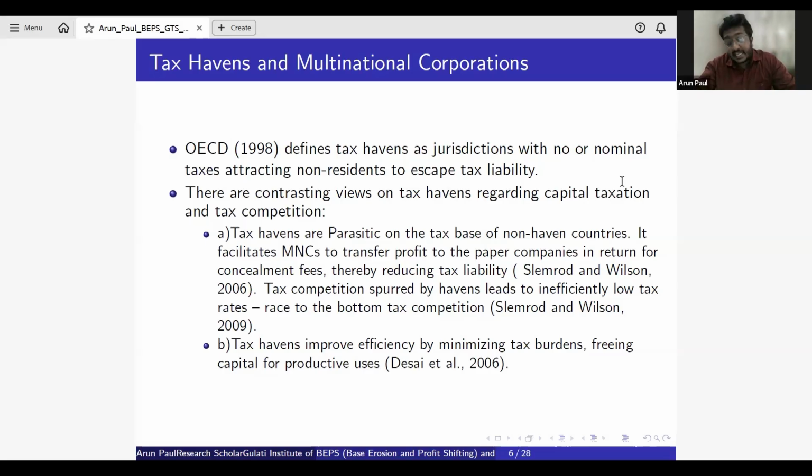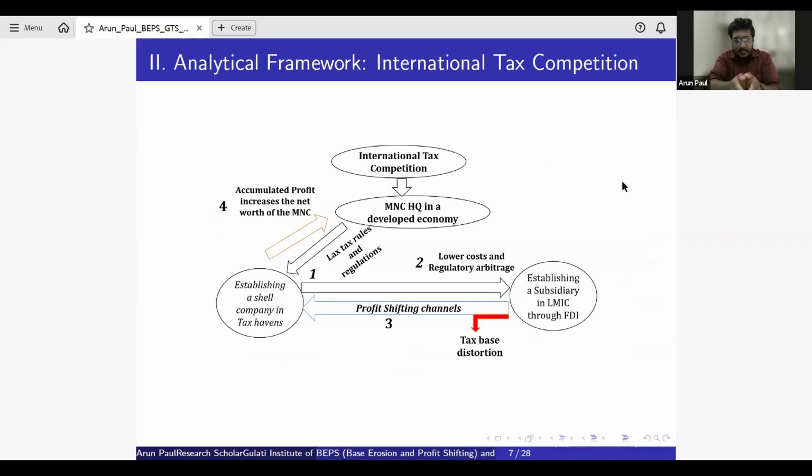But Desai's literature actually has a contrasting view on tax havens. They view tax havens as improving efficiency by minimizing tax burdens, freeing capital for productive uses. So this is the framework on which I developed my paper.